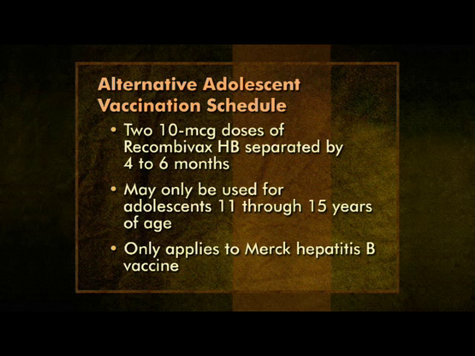In 1999, Merck received FDA approval for an alternative hepatitis B vaccination schedule for adolescents. This alternative schedule is for 2 adult doses, 10 micrograms, of Recombivax HB separated by 4 to 6 months. Seroconversion rates, post-vaccination antibody titers, and adverse reactions were similar using this schedule and the standard schedule of 3 5-microgram doses of Recombivax HB. This alternative schedule may only be used for adolescents 11 through 15 years of age, and the schedule only applies to the Merck hepatitis B vaccine.